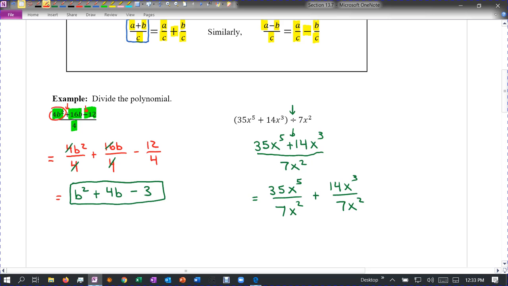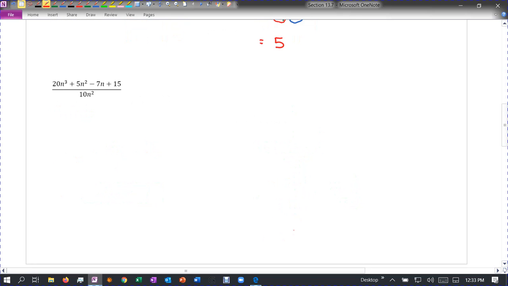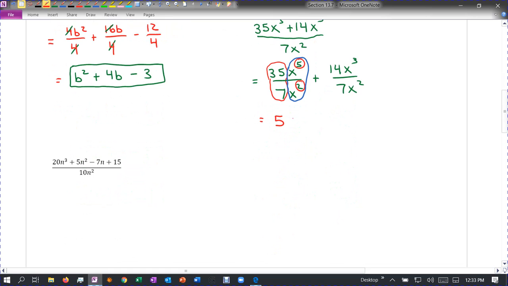Now, simplifying, the numbers are pretty easy. We got 35 divided by 7, that's 5. But then we also have x to the 5th over x squared, and we've seen that before. We're just going to wind up subtracting the exponents. So you take the 5, you subtract the 2, you get 3. So we have x to the 3rd. Okay, plus, we got 14 divided by 7, that's 2. And then x to the 3rd over x squared, again you subtract, and 3 minus 2 is 1, so you're just going to get x to the first power there. So I'm just going to put x. There we go.